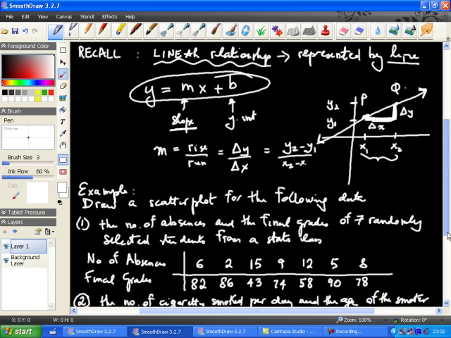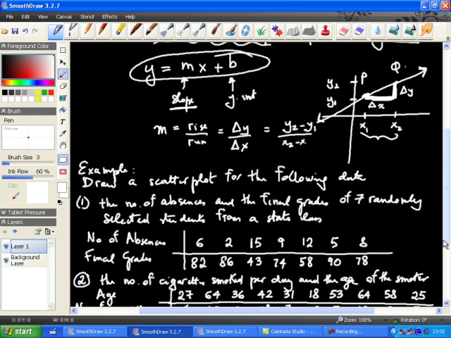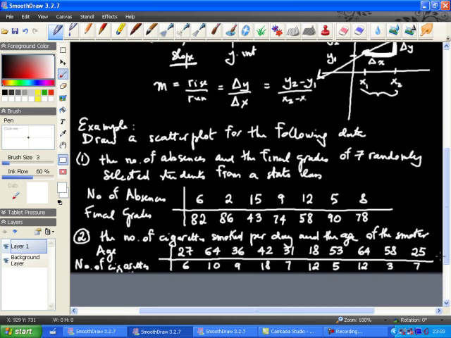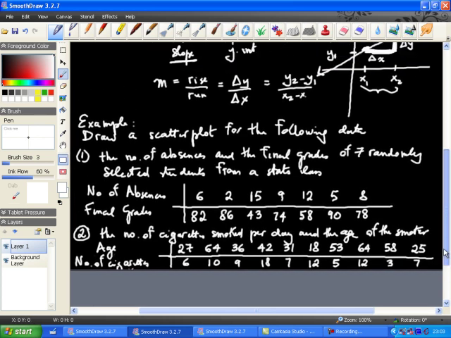First, the number of absences and final grades of 7 randomly selected students from a stats class. Here are the absences: 6, 2, 15, 9, 12, 5, and 8 days, and then the corresponding final grades for those students. These data are paired because they are taken on the same 7 students. So the first student had 6 days of absences and a final grade of 82, the second 2 days of absences and a final grade of 86, and so on. The second relation is between the number of cigarettes smoked per day and the age of the smoker. This time the pairs are age 27 and 6 cigarettes, 64 years and 10 cigarettes, 36 and 9, and so on. We are going to try to graph this data.